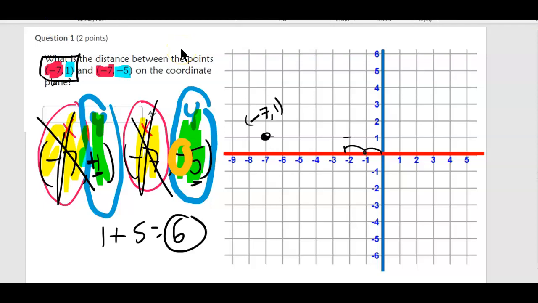Negative 7 again: 1, 2, 3, 4, 5, 6, 7 on the red. Let's do negative 5. Now we're going down: 1, 2, 3, 4, 5. So this is negative 7, negative 5. Now how far apart are they? You can just look right here. Let's count. Here's 1, 2, 3, 4, 5, 6.